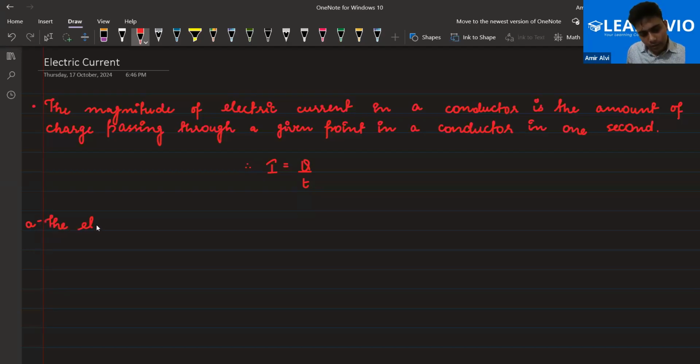The electric current. I is the representation of current in electricity. I means electric current. This is a sign. Just like V is used for the potential difference, I is used for the electric current.